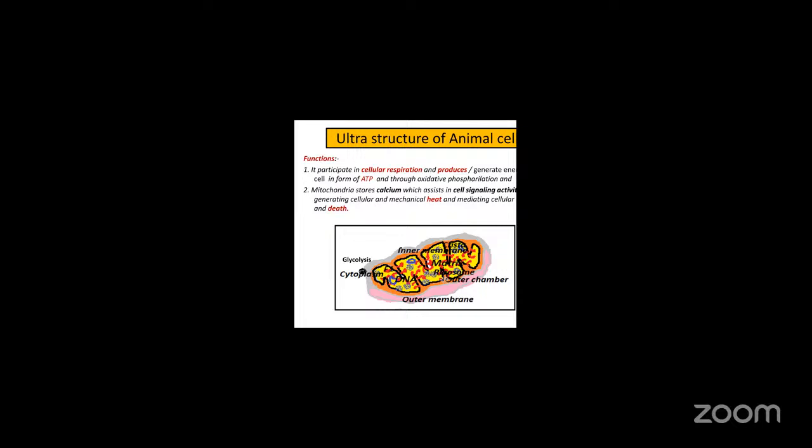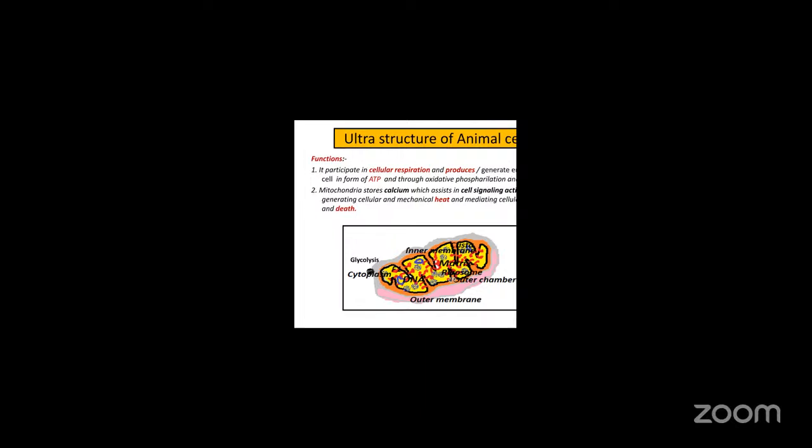So how do we get the energy? Through the phenomenon of respiration. So that is why it participates in cellular respiration. It helps in cellular respiration and produces the energy for the cell in the form of ATP. So the energy that is generated is in the form of ATP, and also through oxidative phosphorylation. And the second function is what?